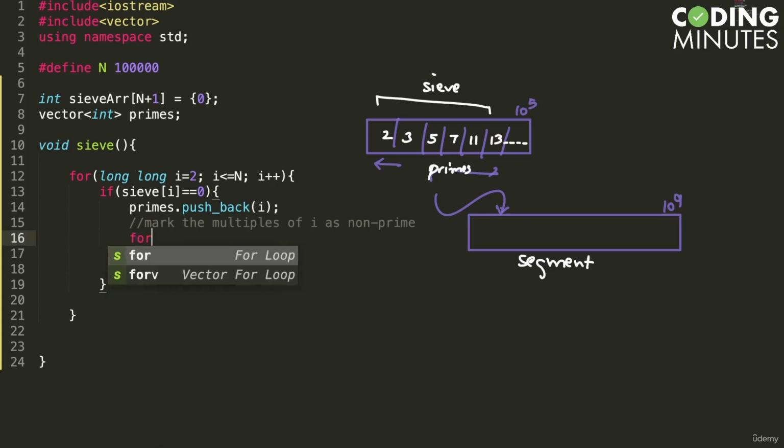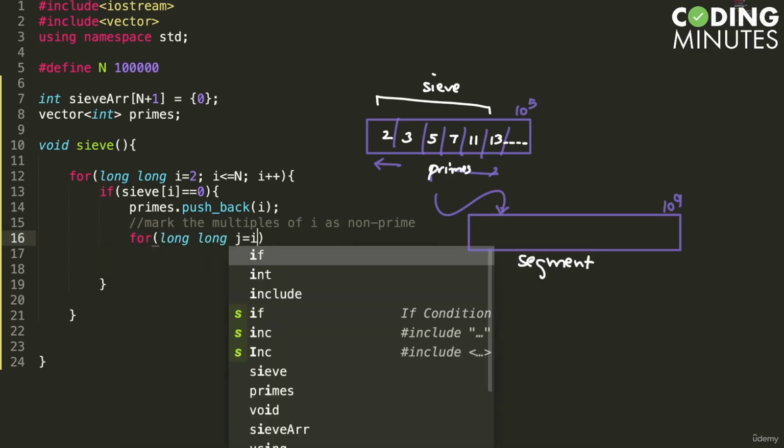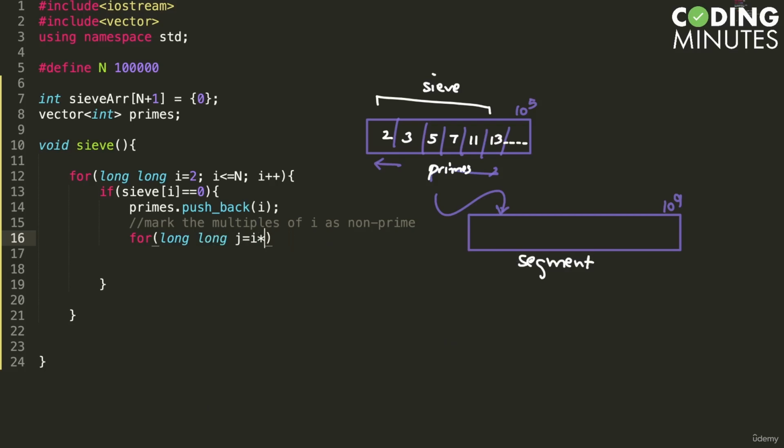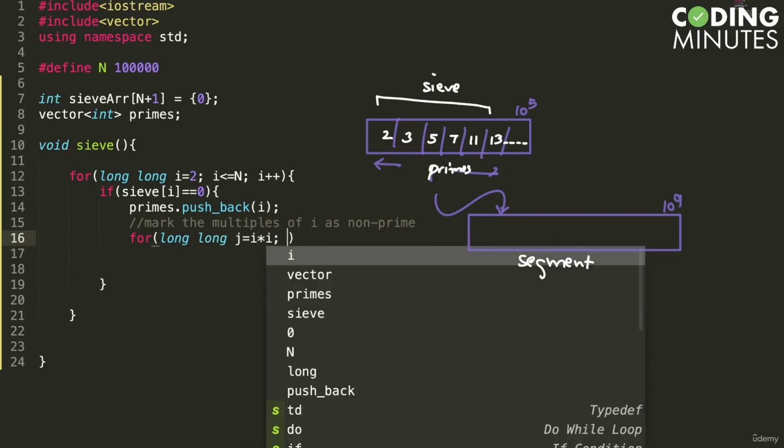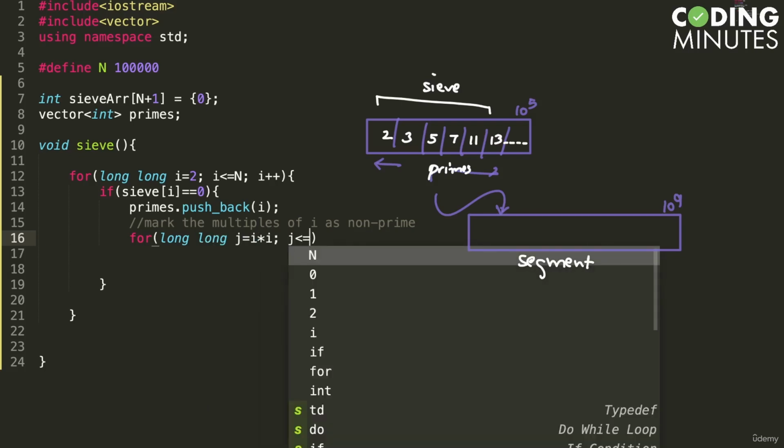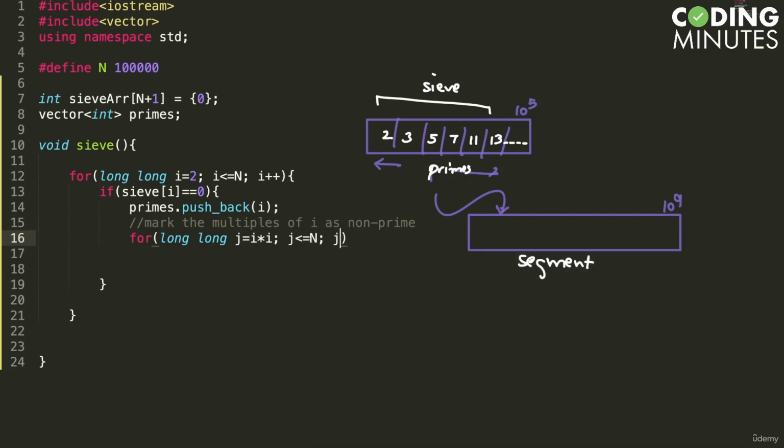So for long j equal to i into i. We discussed that multiples of any prime number start from i square, because all multiples less than i square are already marked by some other number which is less than i. So j plus equals i. We say sieve of j is 1, so that means that number is not prime. After this loop, we will have this vector of primes, because we are pushing everything inside this vector.